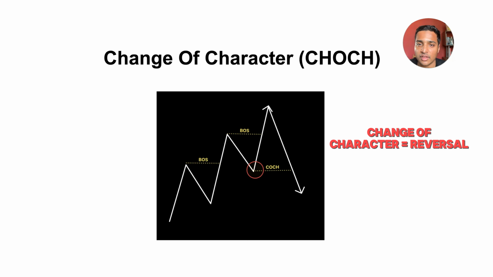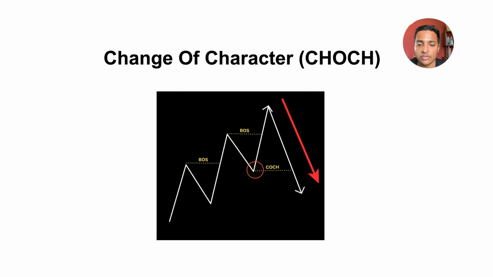A change of character, on the other hand, happens when there's a trend reversal. Here, initially we had an uptrend, but then had a lower low, which took out the prior higher low, leading to a trend shift from an uptrend to a downtrend, called a change of character. And so the newly established trend is a downtrend.